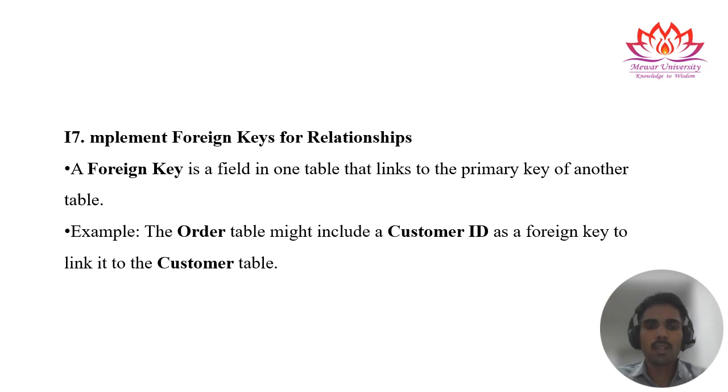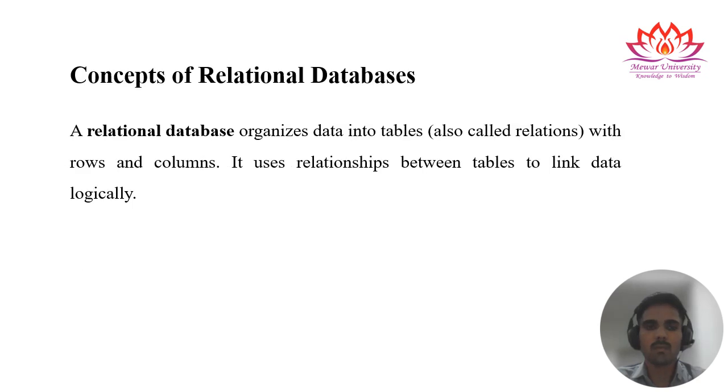Now implement foreign keys for relationships. A foreign key is a field in one table that links to the primary key of another table. Example, the order table might include a customer ID as a foreign key to link it to the customer table.